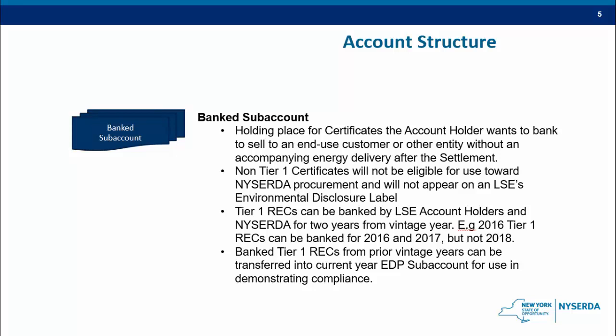Tier 1 RECs can be banked by LSE account holders and NYSERDA for 2 years from the vintage year. For example, 2017 Tier 1 RECs can be banked for 2017 and 2018, but not 2019. Banked Tier 1 RECs from prior vintage years can be transferred into the current year's EDP subaccount for use in demonstrating compliance. To transfer a banked Tier 1 eligible REC into an EDP subaccount, it must first be moved to an active subaccount before being transferred to an EDP subaccount.